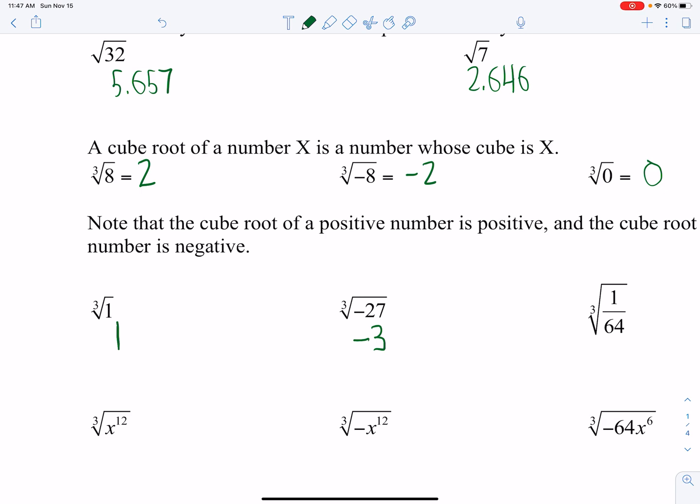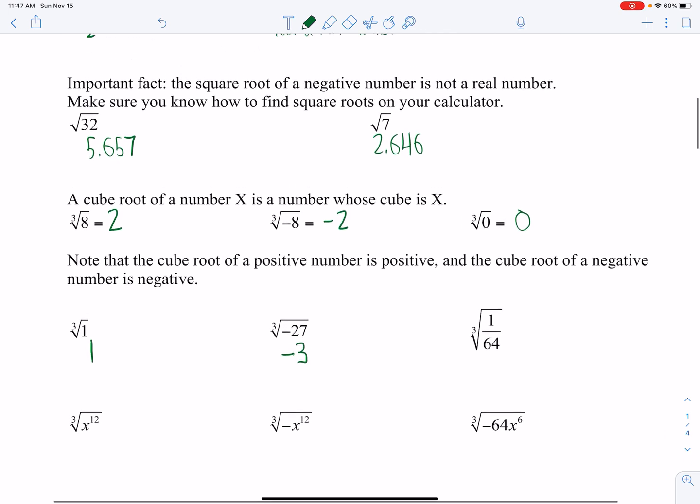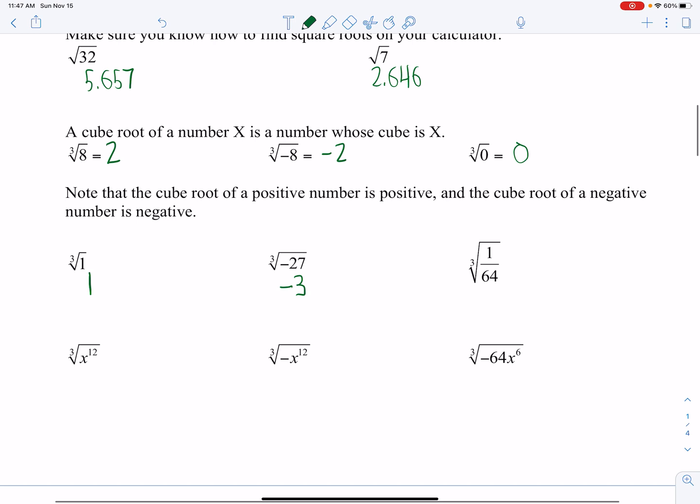But the cube root of negative 27, because negative 3 times negative 3 times negative 3 is negative 27, we get negative 3. And then just like it was with square roots, for fractions, you just take the cube root of each part. So for the cube root of 1 over 64, we take the cube root of 1, which is 1. And then on the bottom, we take the cube root of 64, which is 4. Remember, we're not doing square roots here. It's not 8. We're doing cube roots.